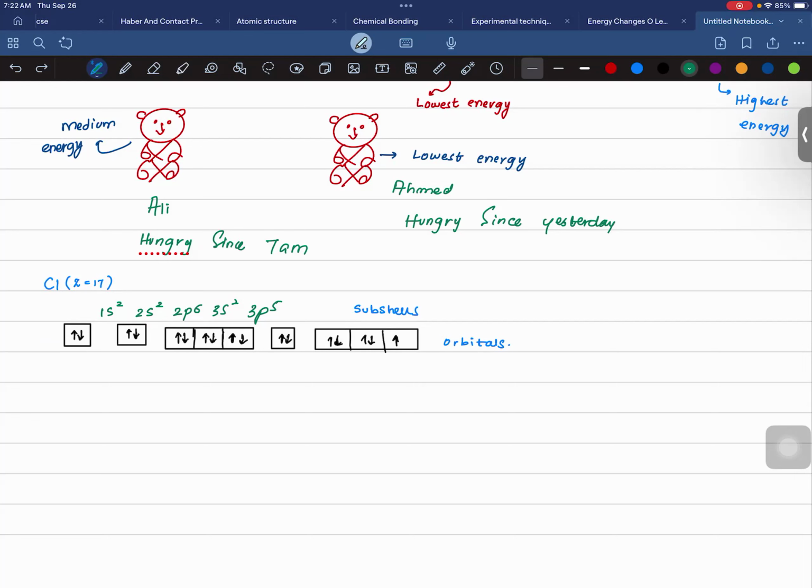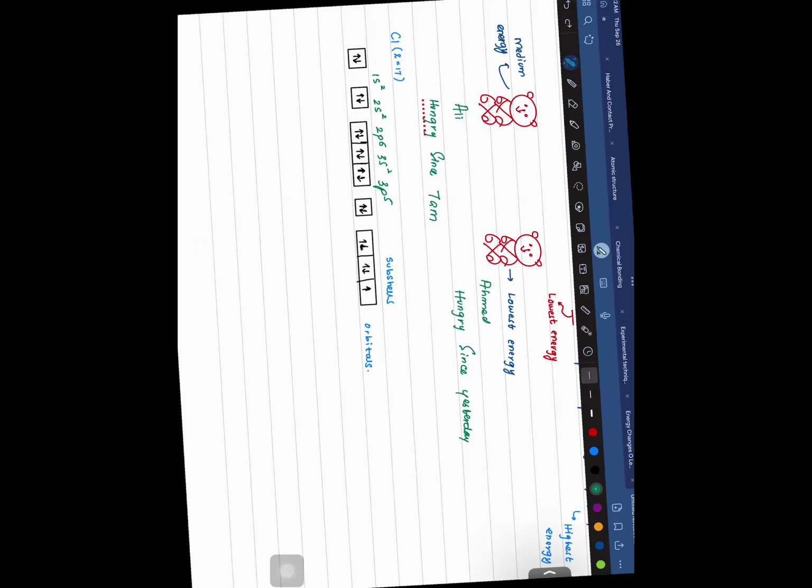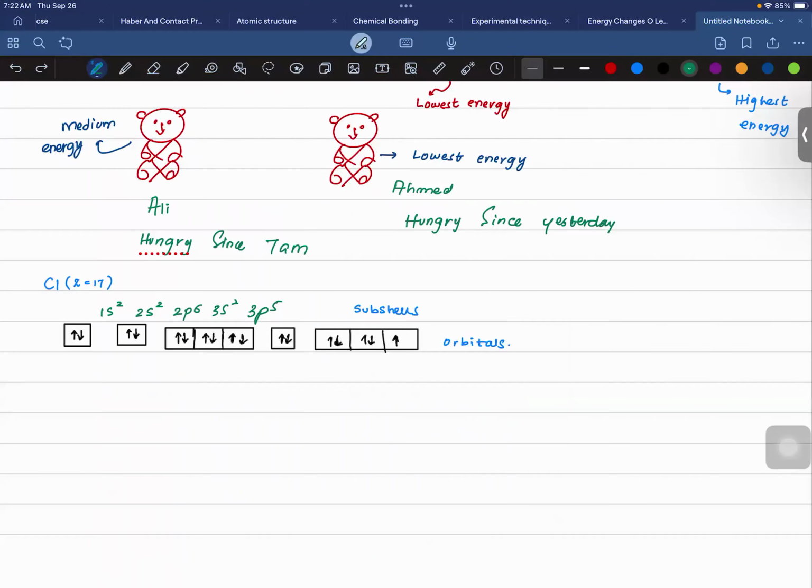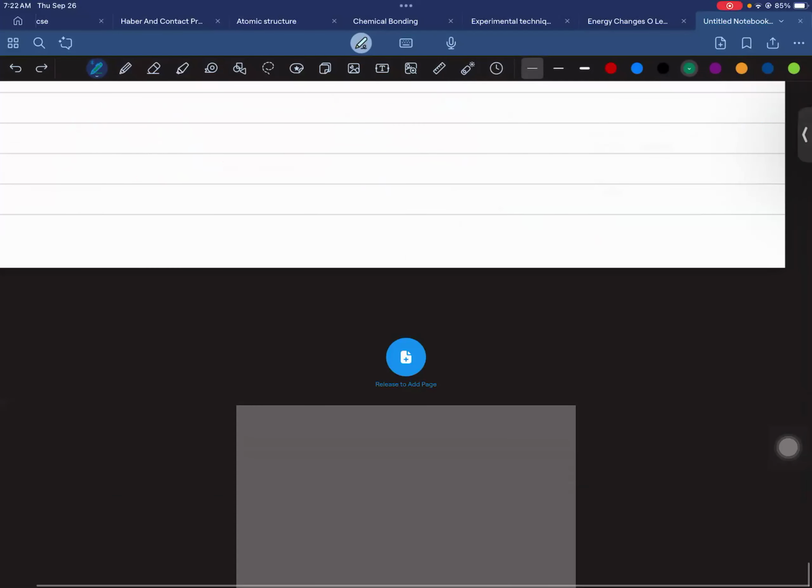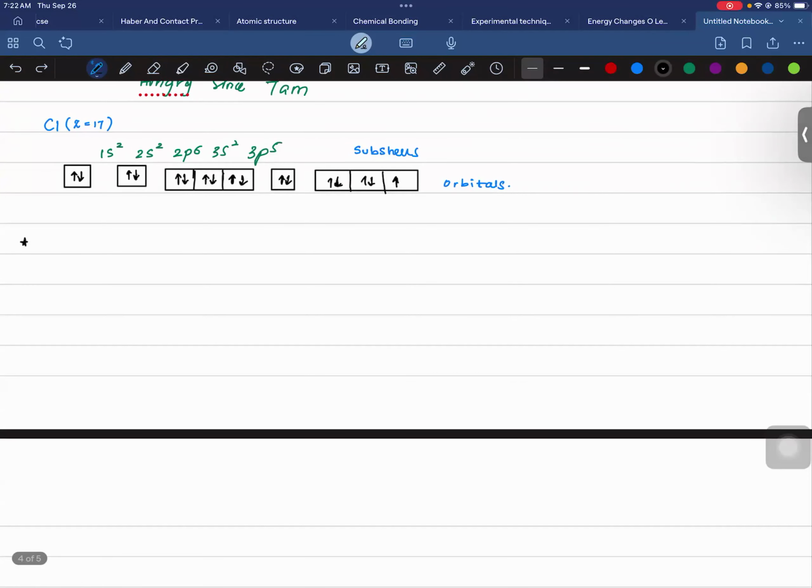Then we have the second rule, which is called the Pauli exclusion principle.